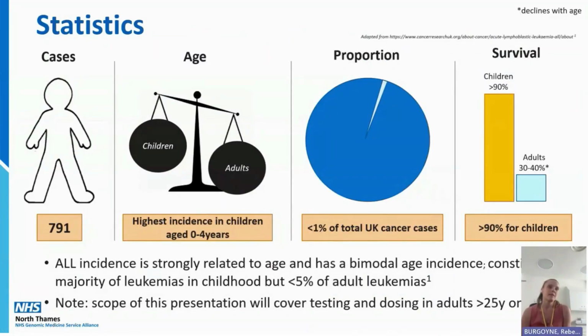So like I said, there's about 790 cases each year. The highest incidence is seen in children who are aged 0 to 4 years. It accounts for less than 1% of the total UK cancer cases. And the survival is really good for children, in cases upwards of 90%, but in adults, not so great, sitting between 30 and 40%. And just to note that the scope of this presentation will only cover testing and dosing in adults over 25.